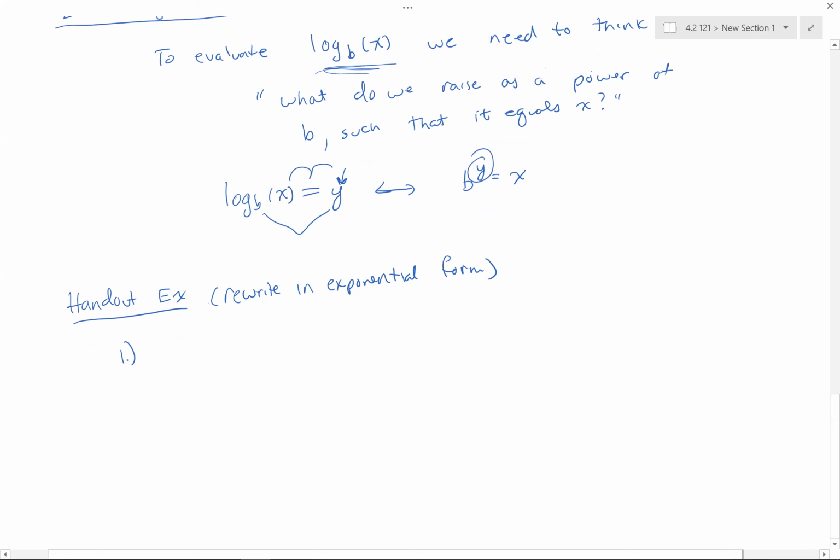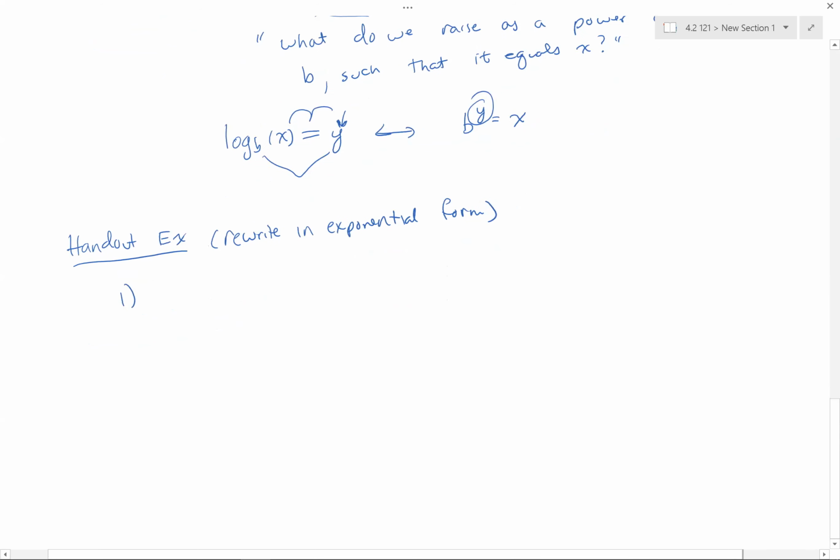And the whole point of rewriting in exponential form is just to get used to the whole process of logarithms here. So if I have log base 2 of x is equal to 2, what does this mean? Log base 2 of x is equal to 2. Well, to rewrite that, I'm going to start with the base. Okay, I'm going to say 2 to the power 2 is equal to x.